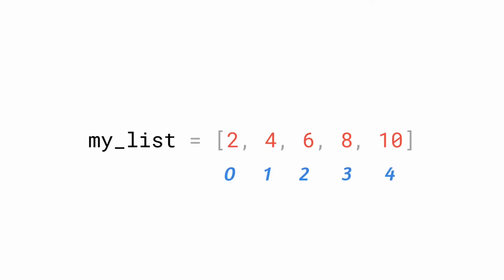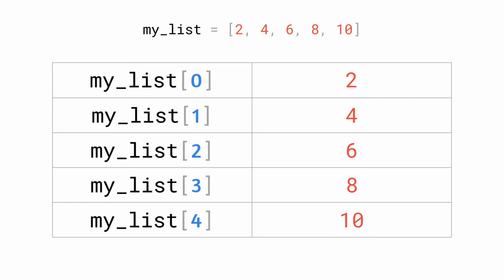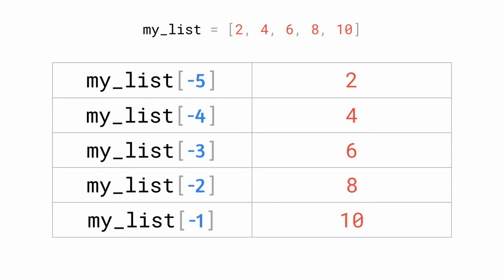Now in Python, and generally most programming languages, lists are 0 indexed, meaning that the indices start from 0. That means if we wanted to access the first element of this list, we would do mylist[0]. If we want to access the second, we would do mylist[1], and so on. You can also use negative indexing, which works backwards.